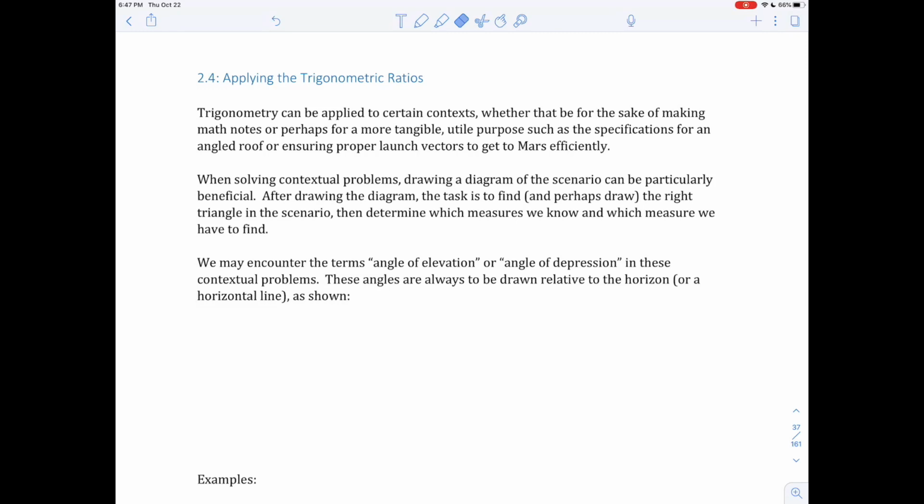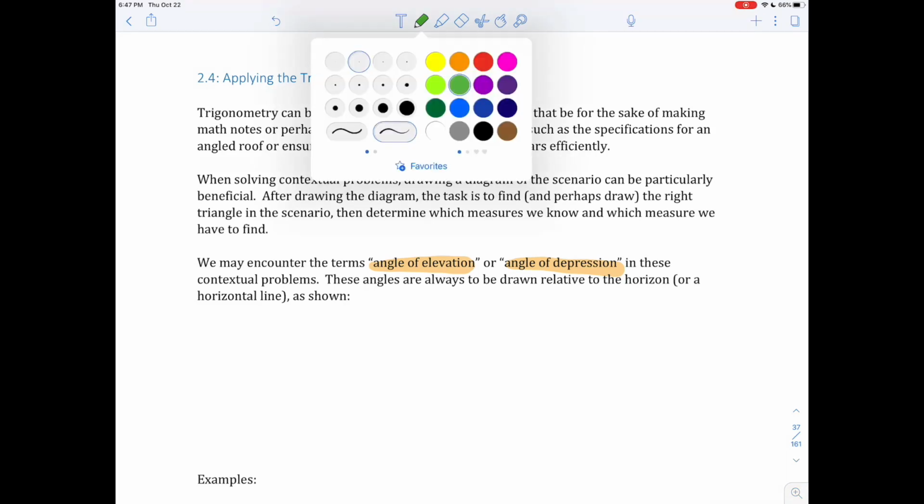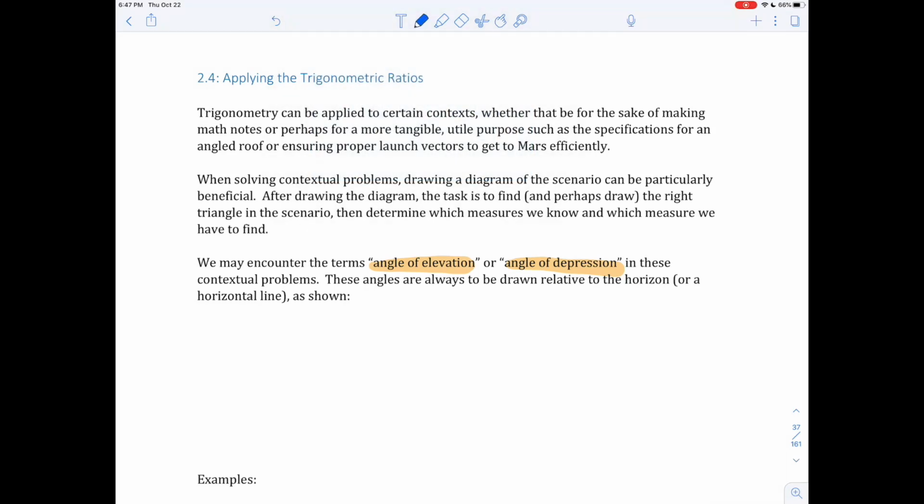They are the angle of elevation and the angle of depression. These angles always have to be drawn relative to the horizon. And the horizon is a horizontal line, which is side to side. And they're always in reference to our line of sight.